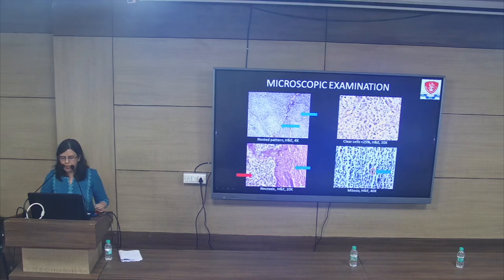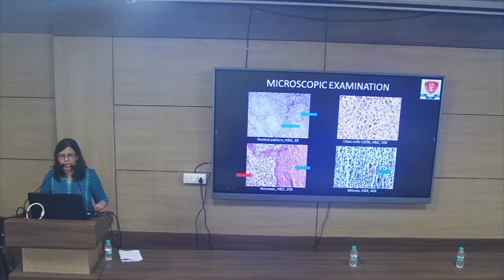At higher magnification, we can appreciate that the tumor cells were polygonal in shape and they were having moderate to abundant amount of eosinophilic cytoplasm, round to ovoid nuclei, granular clumped chromatin and prominent nucleoli. Clear cells were typically less than 25%. The third image is showing areas of necrosis which we found within the tumor. So this is the amorphous eosinophilic necrotic debris with loss of nuclear detail as pointed by the blue arrow, and this is the viable tumor cells present at the periphery.